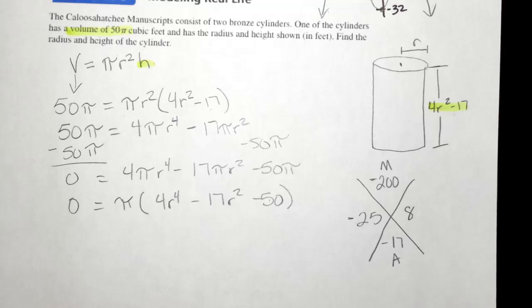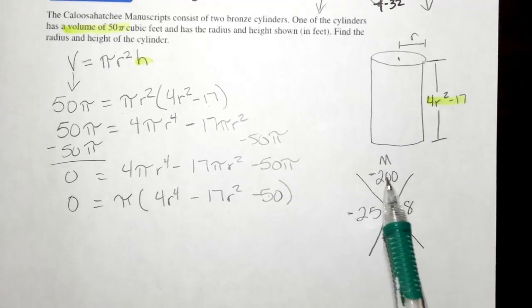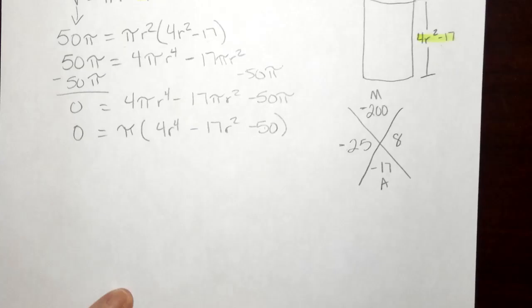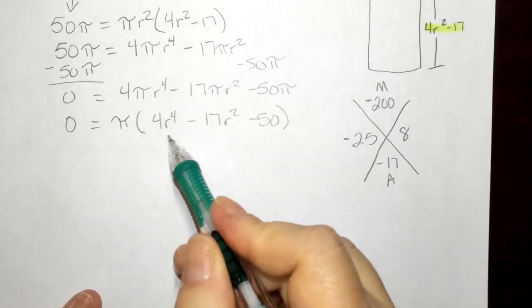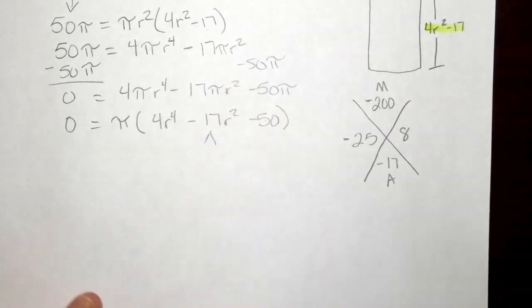So negative 25 and positive 8, if we multiply those together, we get negative 200. If we add them, we get negative 17. All right, so now we have to break this up and do our factor by grouping.